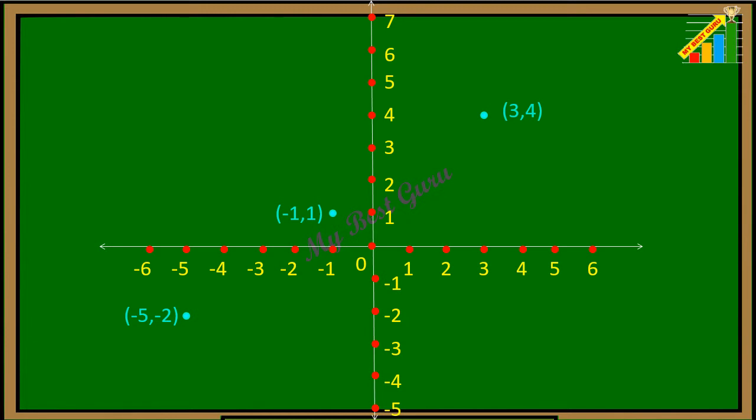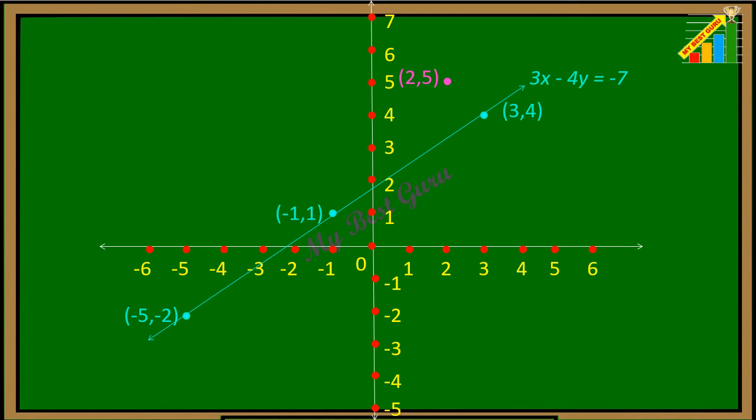Now the third point is 3 comma 4. Take the point from the x-axis as 3 and the y-axis as 4. So you got the point 3 comma 4 here. Just draw the line for this equation and write down the equation 3x minus 4y is equal to minus 7. Now we will plot the points for equation number two. So the first point is 2 comma 5.